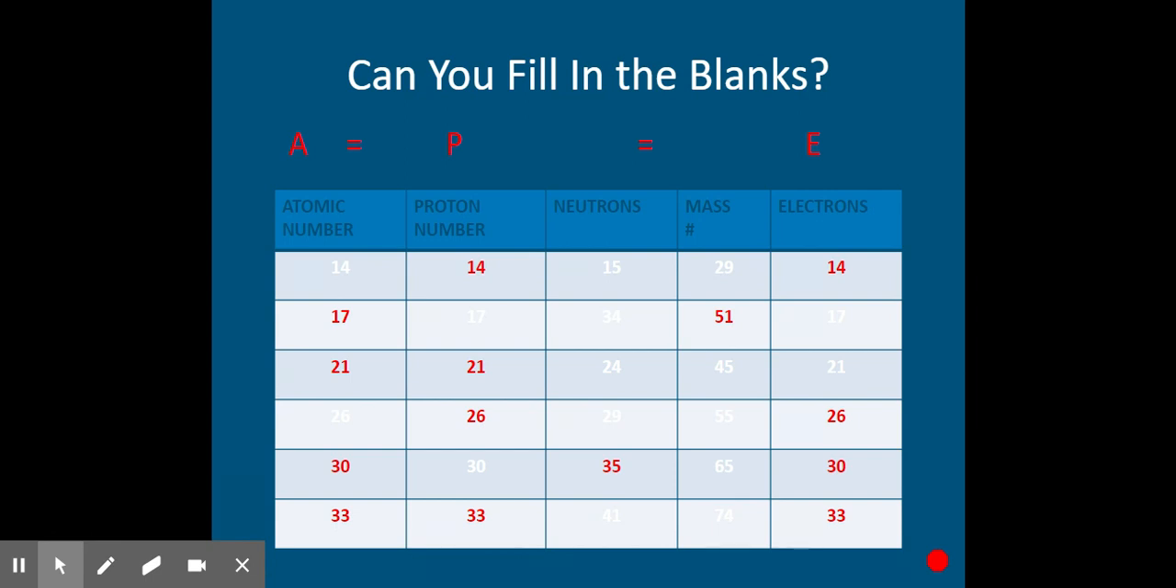You had the mass number. You could take that mass number and subtract your atomic number and get your number of neutrons, which was 35. And then your electrons were there. Those are equal to 30. And then finally, that last piece, you had mass number and neutrons. So you could subtract those two and get your protons. So 74 minus 41 gave you 33. And that number indicated your atomic number, which was 33, as well as your number of electrons, which was 33.